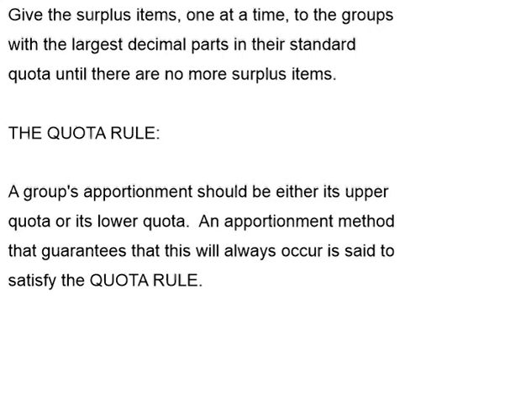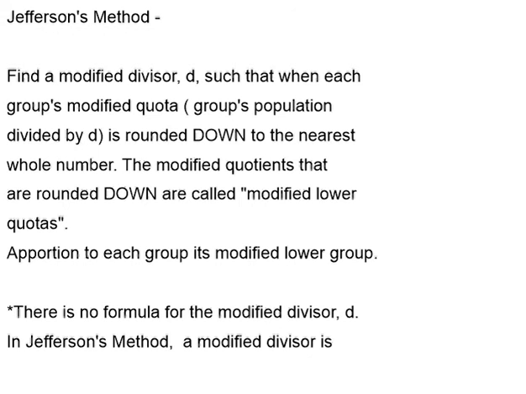Quota rule. A group's apportionment should be either its upper quota or lower quota. An apportionment method that guarantees that this will always occur is said to satisfy the quota rule.